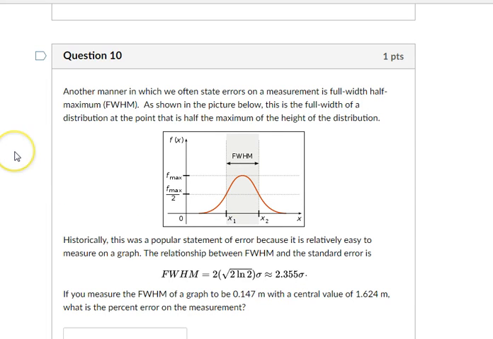That's it for problems 1 through 10. Come back for problems 11 through 15.